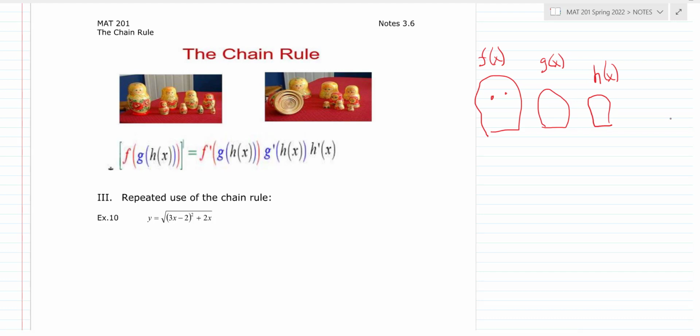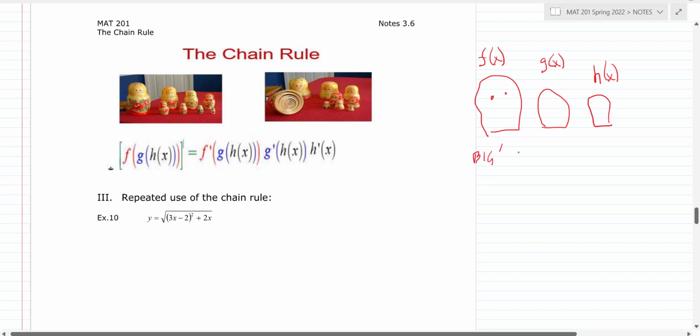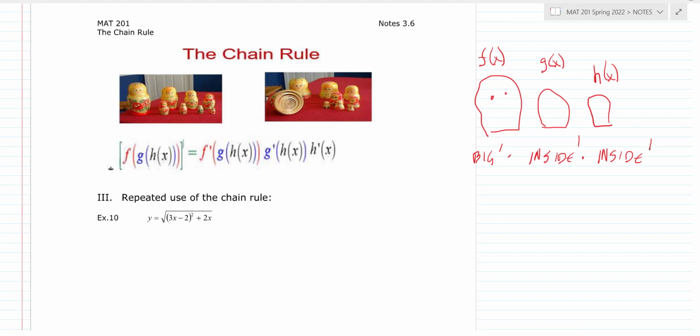You do the derivative of the big part. Then you multiply by the derivative of the next part, which would be the inside part here. And then you multiply by the part that's inside of that. So it's kind of like you just keep multiplying each level like that.